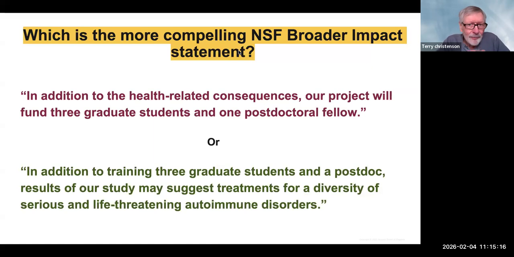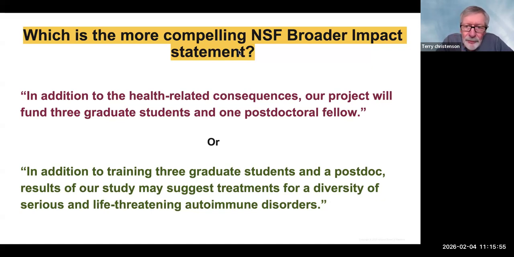Now, the NSF broader impact statement. And I should note, by the way, that this isn't just NSF. You should be talking about the intellectual merits and the broader impact for other agencies, not just NSF. But anyway, they have a specific section, broader impact. Let's look at a couple of these now. In addition to the health-related consequences, our project will fund 3 graduate students and 1 postdoctoral fellow. I look at this and I think, what's the broader impact here? Almost everyone says this. Therefore, this says nothing. Okay, almost everyone says this.